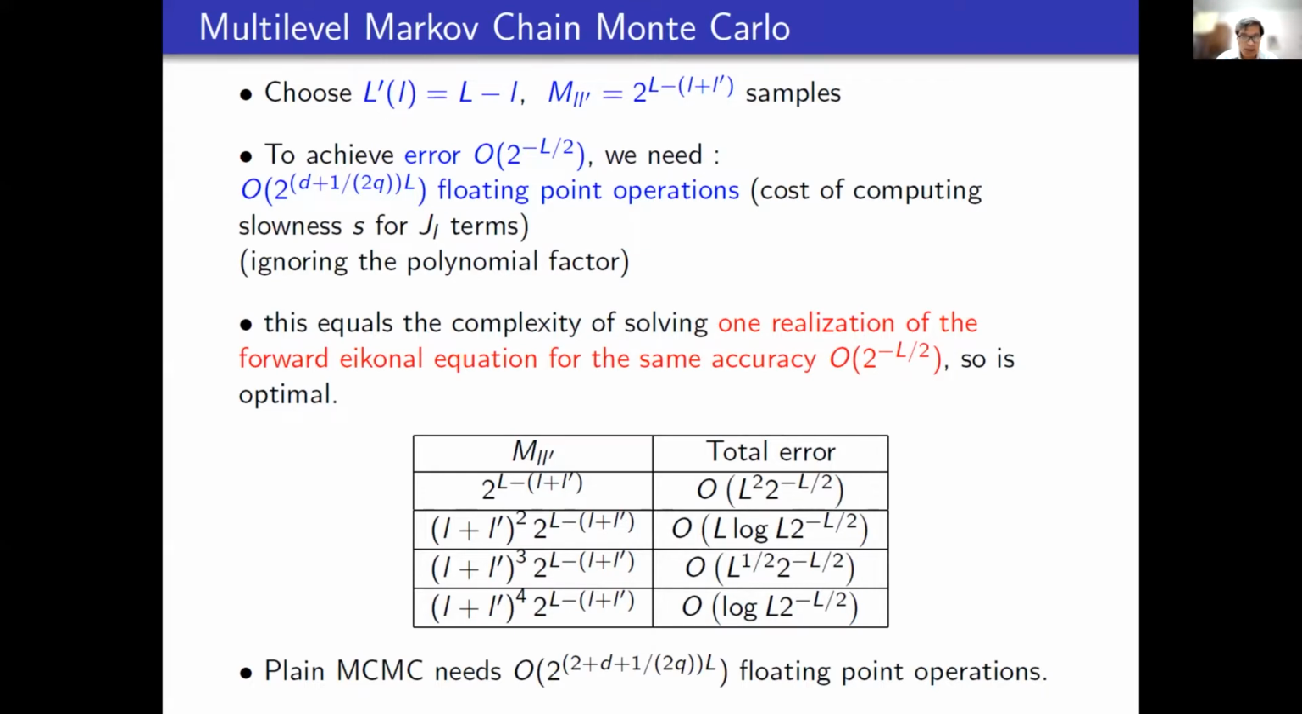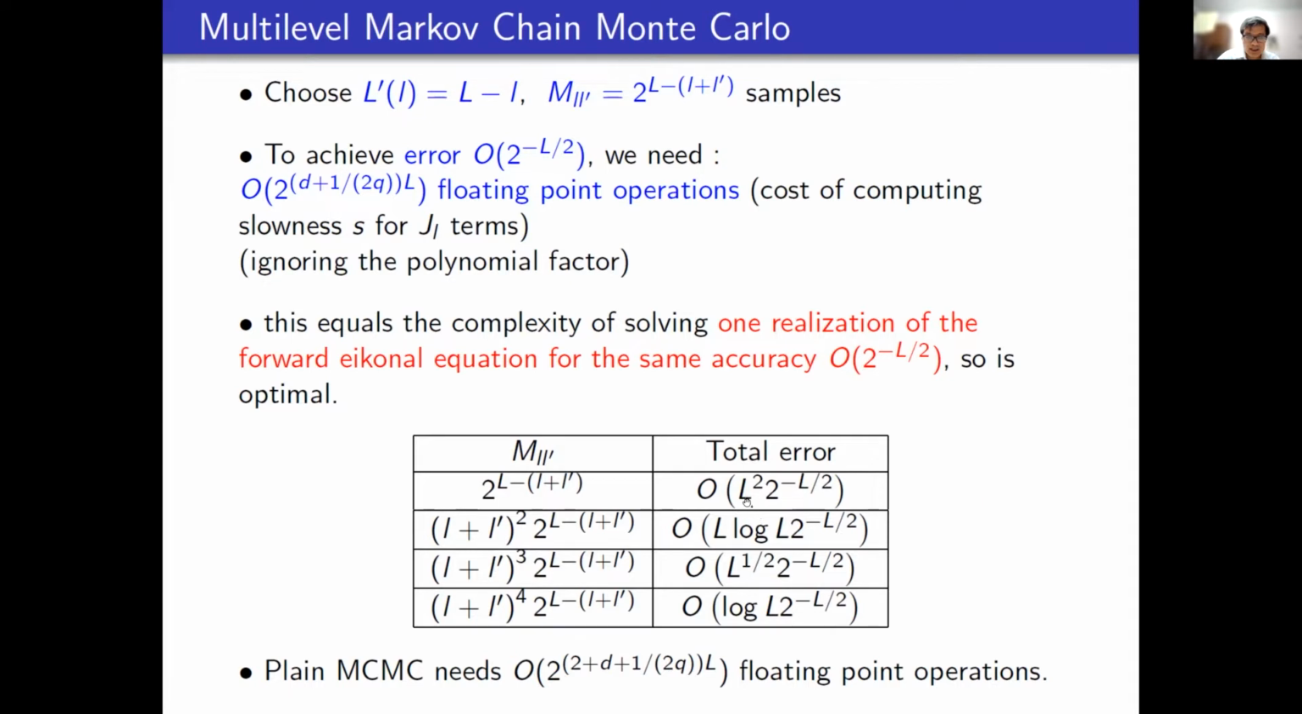But then the number of floating point operations that we need by solving the forward equation by the fast marching method with the heap sort, that is just exactly the same as the number of floating point operations that we need to solve just one sample of the forward equation. So that is just the best that we can have. So whatever we do, we cannot get better than just the cost of solving one sample of the forward equation.